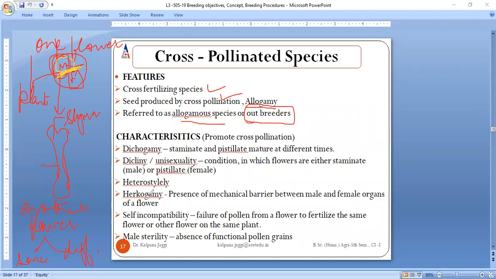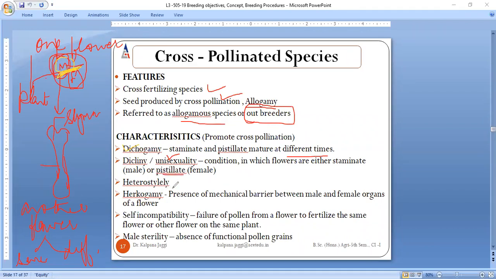I will give you all the scientific terms for the points that I have just discussed. The very first is dichogamy. Staminate means stamen and pistillate means the female reproductive part. Both are maturing at different times. One matures earlier, or the second matures earlier, and vice versa. When both are not maturing at the same time, self-pollination is no more taking place. Next is unisexuality. It is the case in which flowers are either staminate, that means only the male part is present, or only the female part is present, that is said to be pistillate.